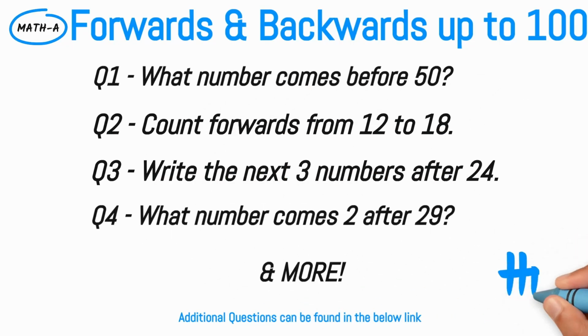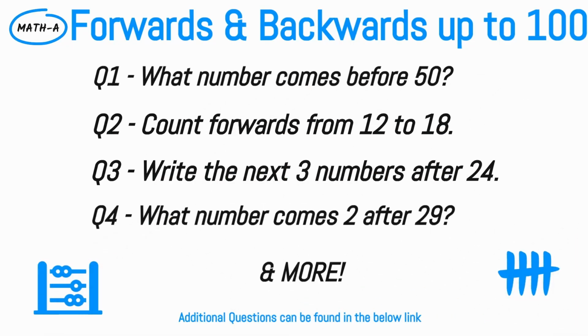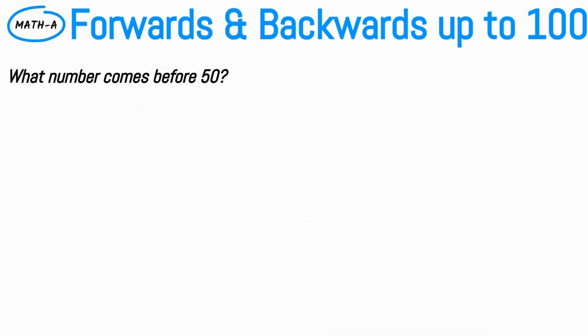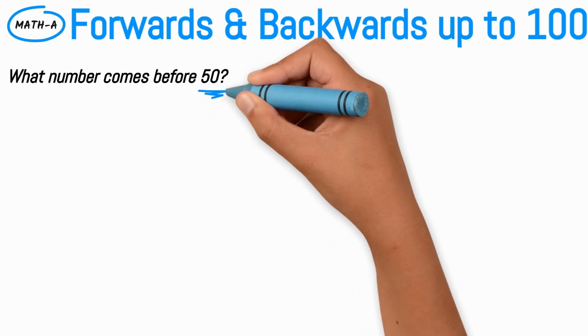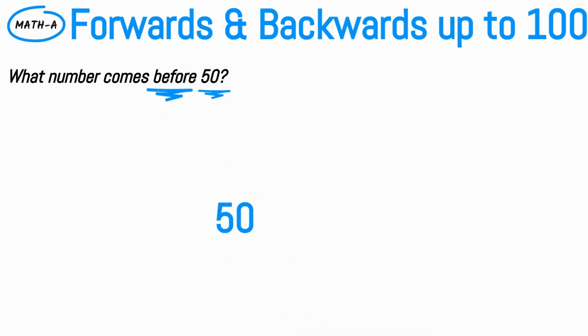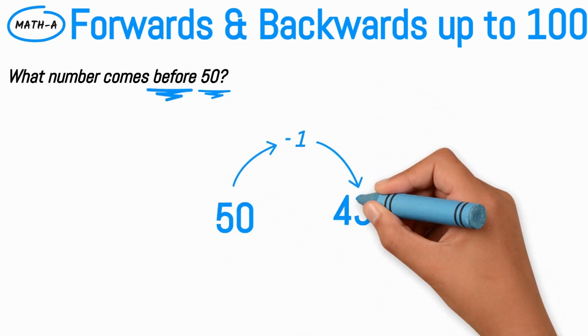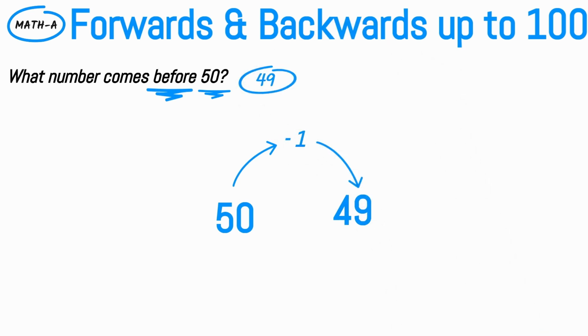Welcome to Math A. Today we're counting forwards and backwards up to 100. What number comes before 50? So we start with 50 and we want the number before. So we subtract 1 to 49. The answer is 49.